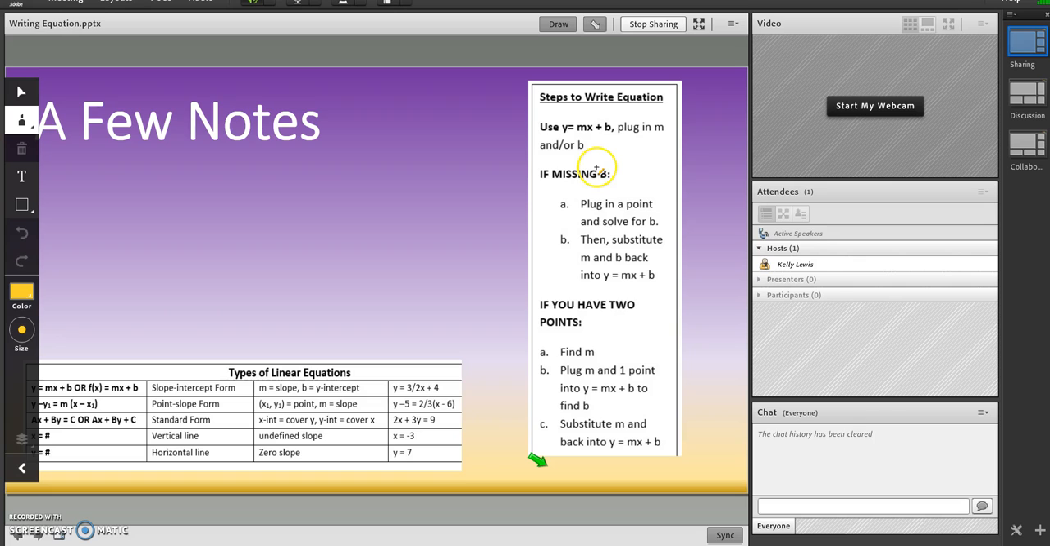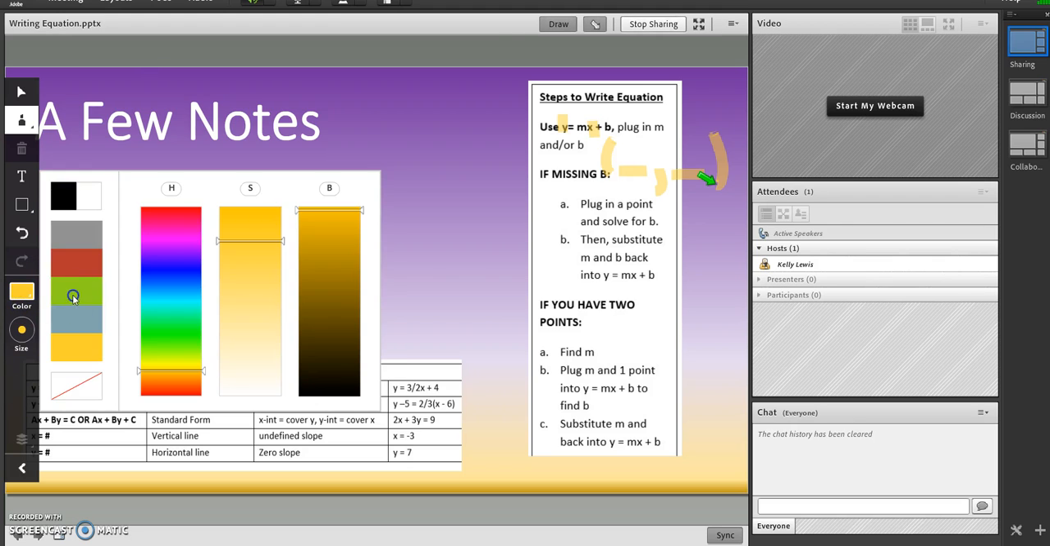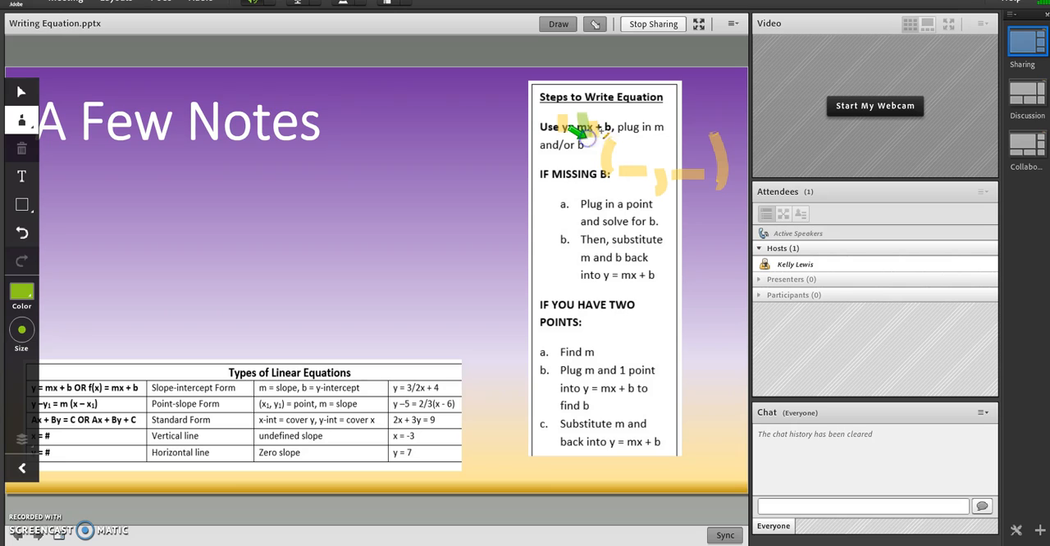Alright, the first is if you have a point, an x and y, an ordered pair, a number comma a number, and they give you the slope, so you're missing the b. You're missing this guy right here. So these are the steps. If you're a step person, I'm a step person. I like to follow the steps, and then once I've done the problem a few times, I know what to do.